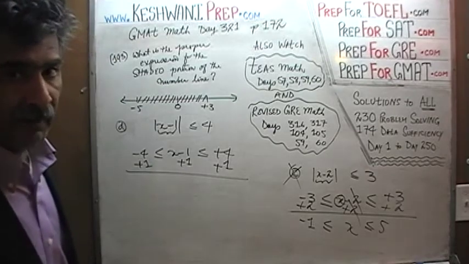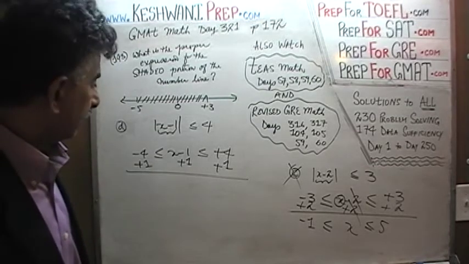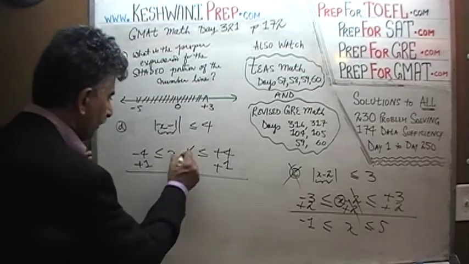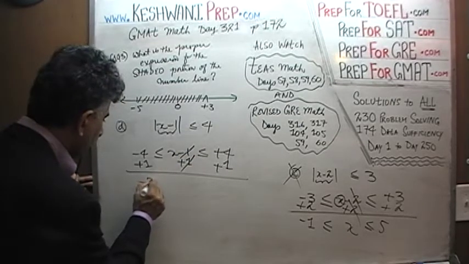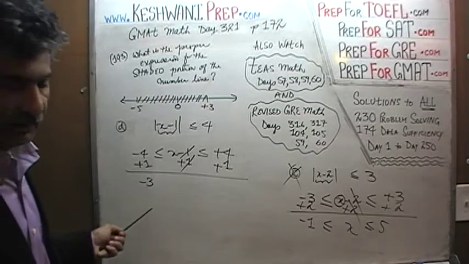Otherwise the inequality will not remain valid. It will no longer be the same inequality. That's it. A negative 1 and positive 1 is going to drop out. Here we end up with a negative 4 and a positive 3, which is negative 3. And of course we can stop right here. Had it been a real exam, we can stop right here.